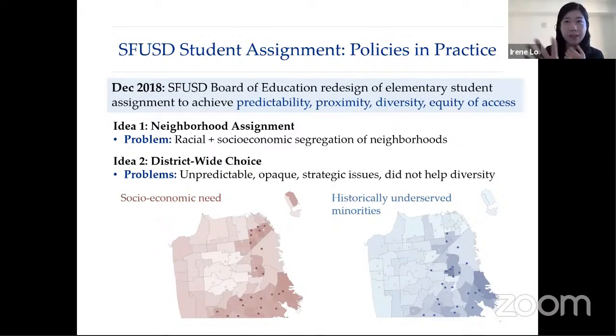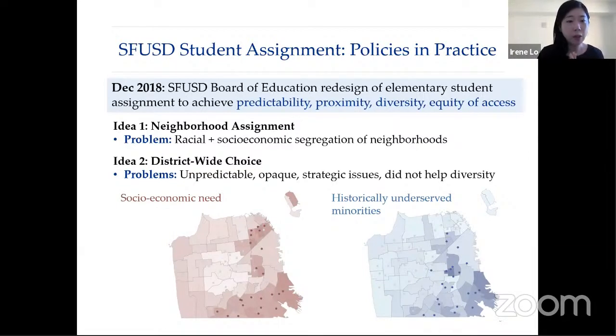And also, as you see in these two maps, choice did not help with diversity. And so what I'm showing on the left here is socioeconomic need as measured by the percentage of students who are eligible for free or reduced price lunch. Okay, so you can see that the intensity of the red shading is coming from the attendance areas. So these attendance areas, these boundaries, contain the highest percentage of students with socioeconomic need.